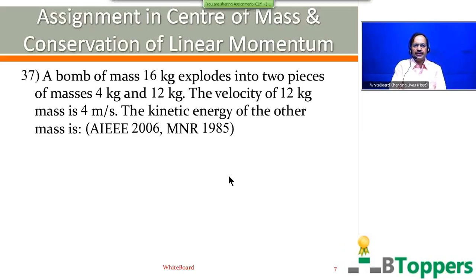A bomb of mass 16 kg explodes into two pieces of masses 4 kg and 12 kg. The velocity of the 12 kg mass is 4 meters per second. The kinetic energy of the other mass is? Come on, try the question. You have to assume that the 16 kg mass is originally at rest.